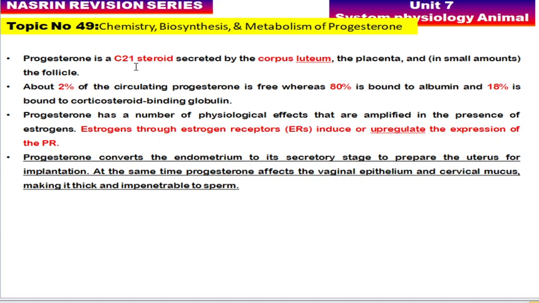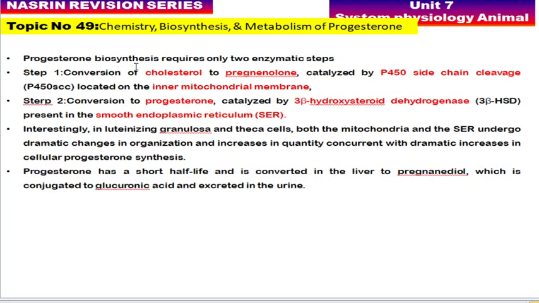Next, progesterone has a number of physiological effects, and these effects take place only if estrogens are present. Estrogen, through the estrogen receptor, will induce or upregulate the expression of the progesterone receptor. Progesterone also converts the endometrium into a secretory stage in order to prepare the uterus for implantation. At the same time, progesterone also affects the vaginal epithelium and cervical mucus, making it thick and impermeable to sperm.